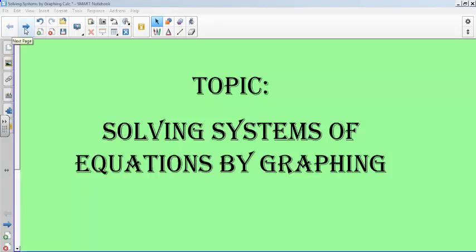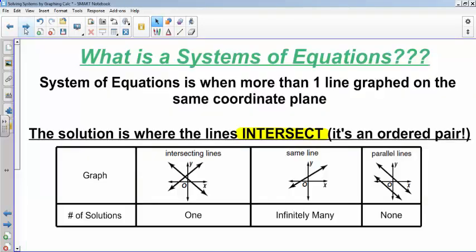Hi guys, our video today is solving systems of equations by graphing. This is the first method for solving systems of equations that we'll take a look at in this unit. The first thing that we need to know is what is a system of equations.